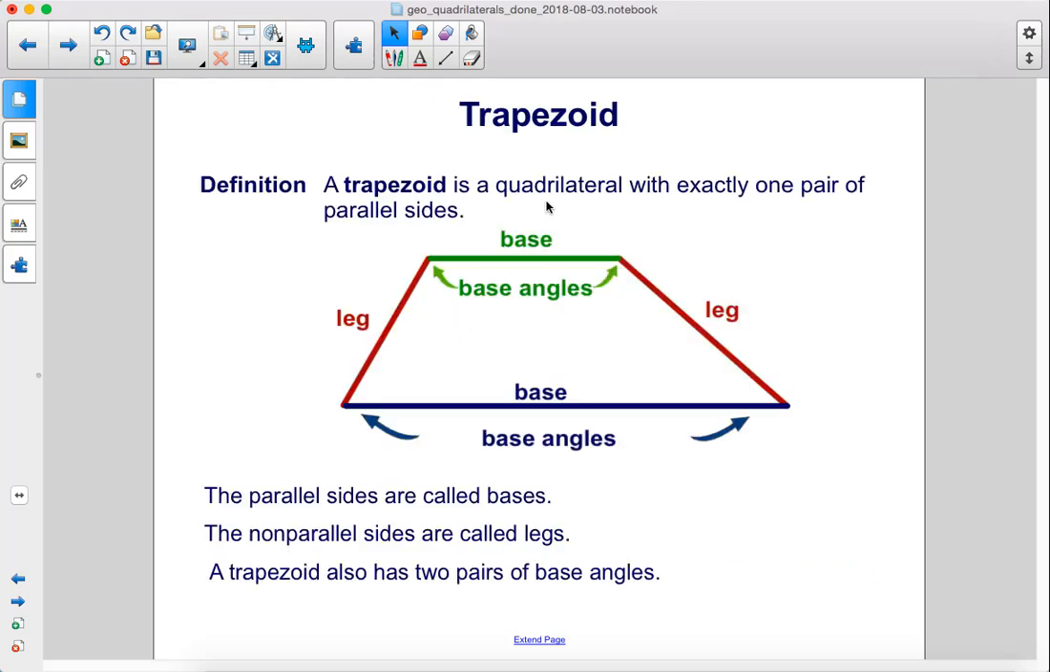Trapezoids. A trapezoid is a quadrilateral with exactly one pair of parallel sides. The parallel sides are called bases. The non-parallel sides are called legs. A trapezoid also has two pairs of base angles.